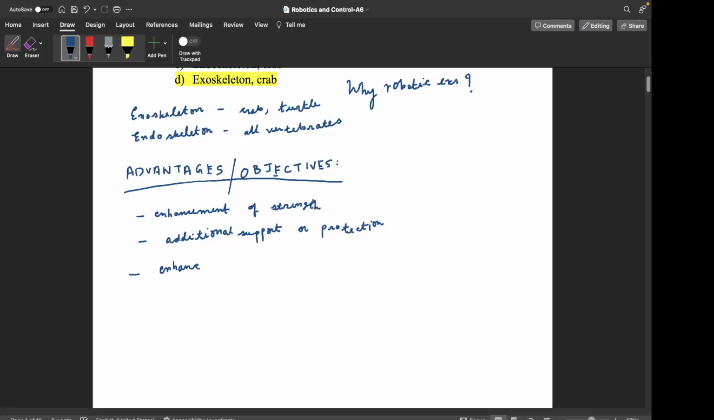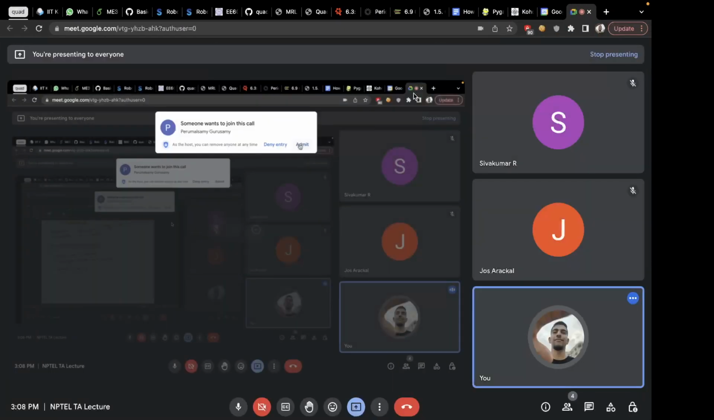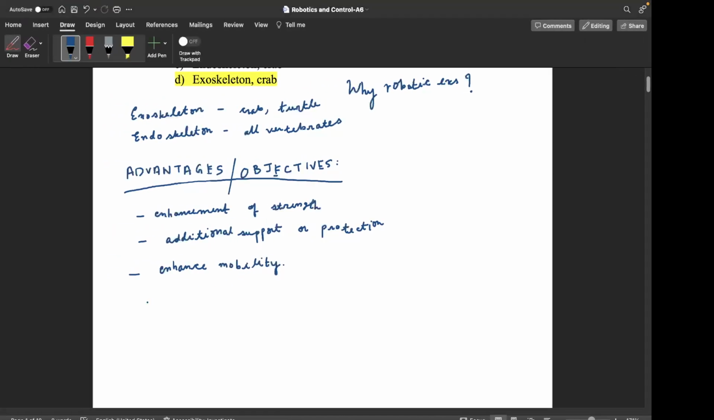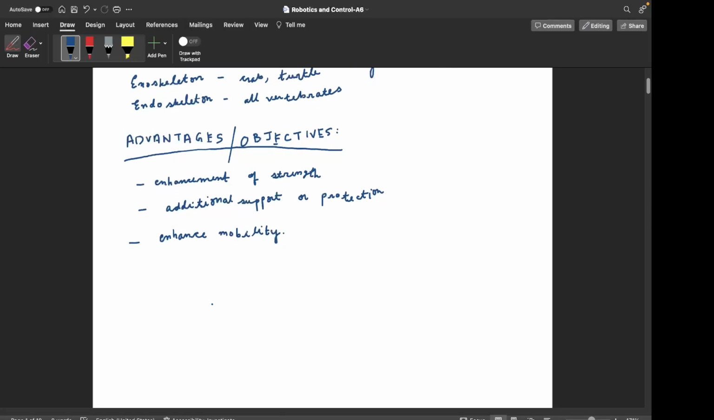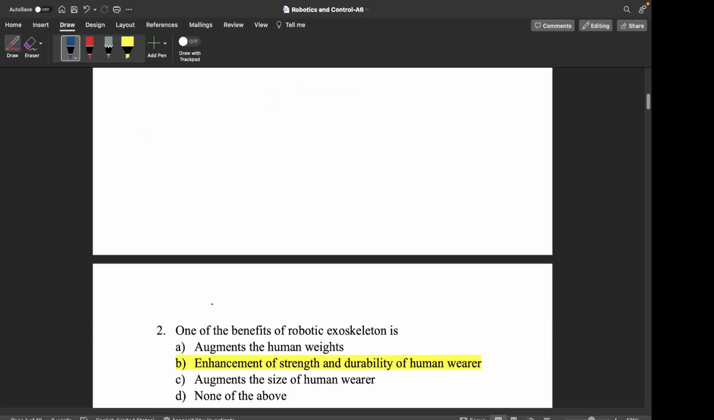This is applicable, let's say, when there's a person whose lower limb is not functional, or sort of paralyzed. So an exoskeleton can help that person to walk by providing support and improving the mobility of the actual leg. Right. So these are basically the common advantages of having an exoskeleton.